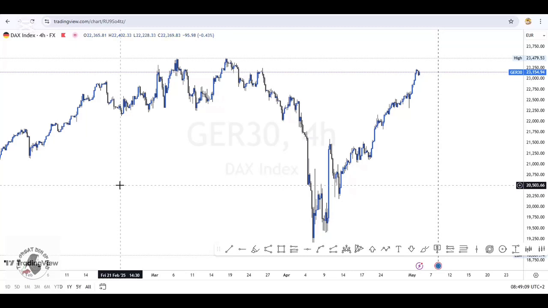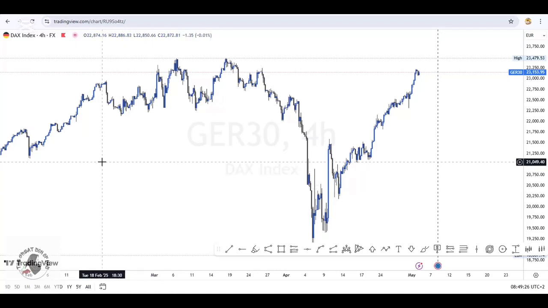Remember, London session is now at 9 o'clock. Right now it's 10 minutes to 9. So what I'll be doing is analyzing now and showing you how I do this. This is GER30 or DAX. You can say DAX, GER30 or GER40.